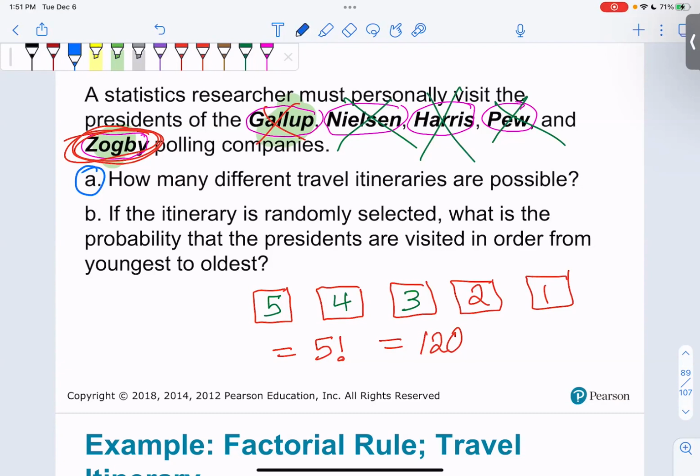So now the probability here in the bottom will be what? 120 for sure, right? It's all different ways. Why? Because we have just one combination in which the order of those presidents will be from youngest to oldest. It's only one combination, so it will be 1 divided by 120.